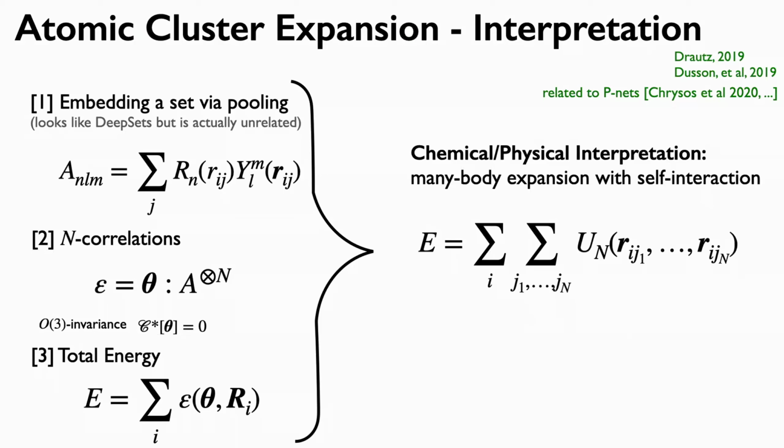And that's why this method has this additional feature of being very nicely interpretable. You can really identify very nicely what each parameter does in your model. So you have this chemical or physical interpretability.